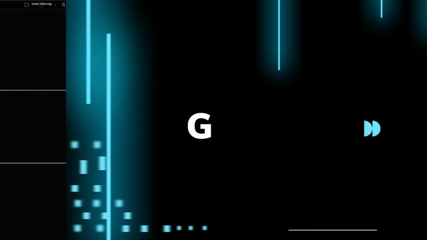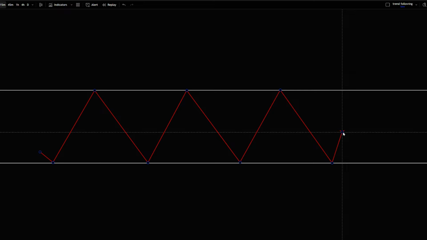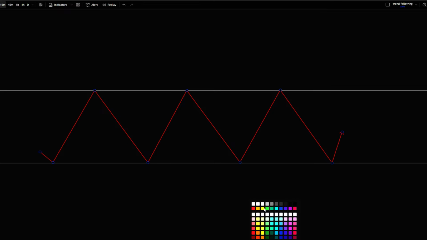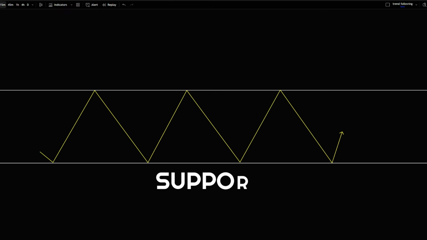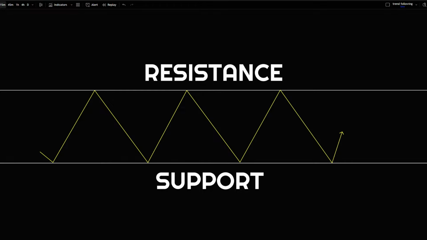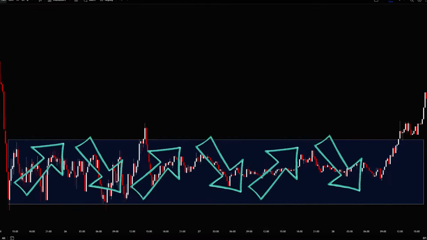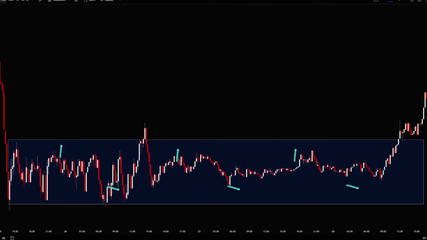Let's talk about ranges. Ranges are simpler. Price bounces between two levels, going up and down like a ball between walls. Highs and lows repeat and there's no clear trend. Support is the bottom line and resistance is the top. On the chart you can see the price hitting the ceiling, bouncing down to the floor, and then bouncing back up. And here's a quick trick.